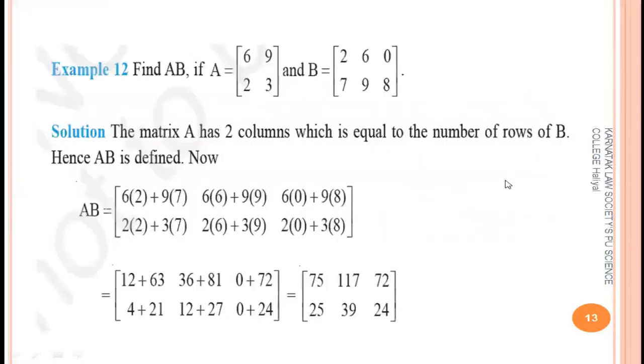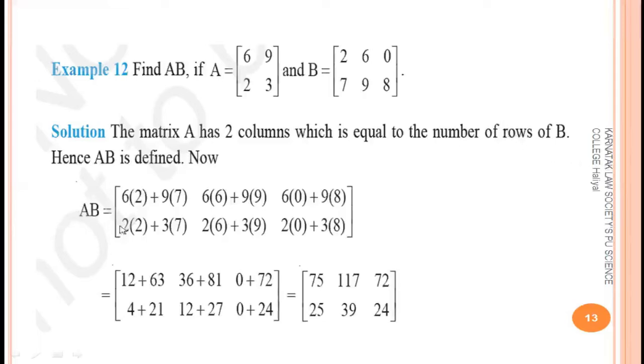See here. Find AB, that is the product of AB. They have given two matrices. A is equal to 6, 9, 2, 3 and B is equal to 2, 6, 0, 7, 9, 8. The matrix A has how many columns? 2 columns, which is equal to the number of rows in B, because the order of A is 2 by 2, the order of B is 2 by 3. So the number of columns in A should be equal to the number of rows in B.